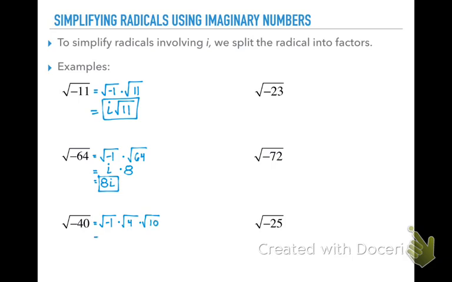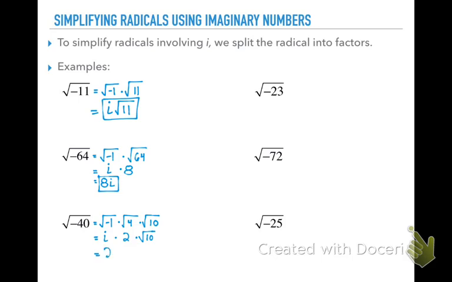4 is a factor of 40 that is a perfect square. So we'll split 40 into 4 times 10, and now working from left to right, the square root of negative 1 is exactly i, the square root of 4 is exactly 2, and the square root of 10 is stuck. There's nothing we can do to break that down any further.